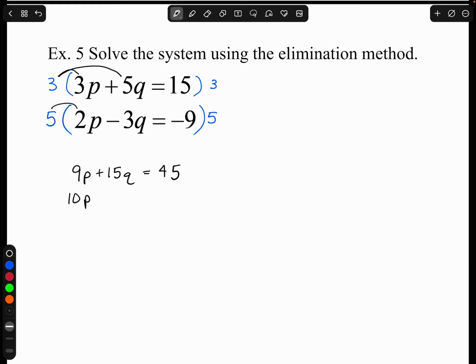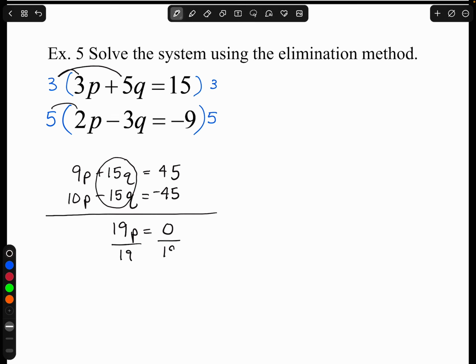We do the second one. 5 times 2p is 10p. 5 times -3 is -15q. And then 5 times the -9 would be -45. Let's add them together. So our q's will cancel. We have 19p is equal to 0. And we'll divide each side by 19. We get p is equal to 0.